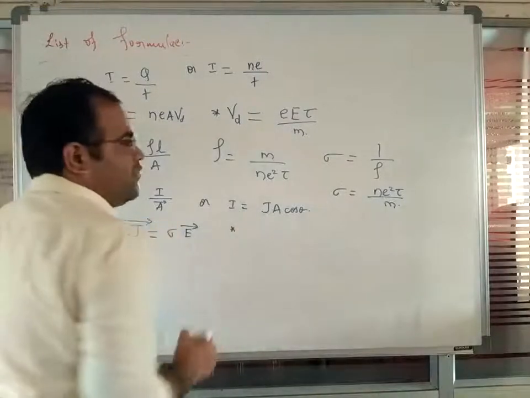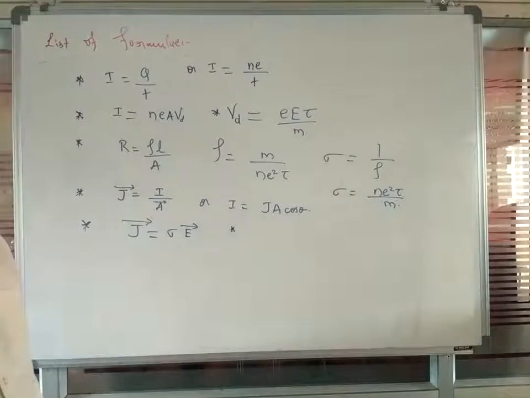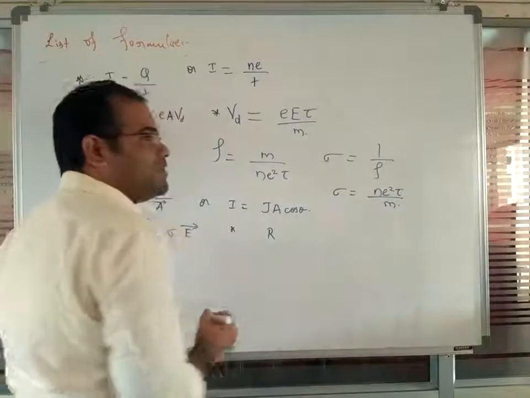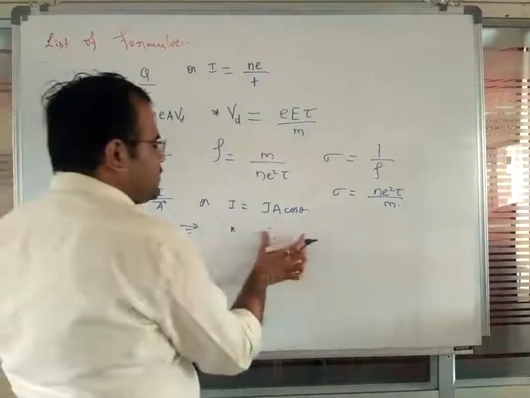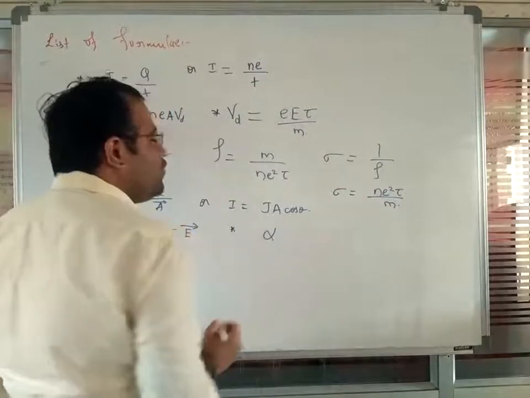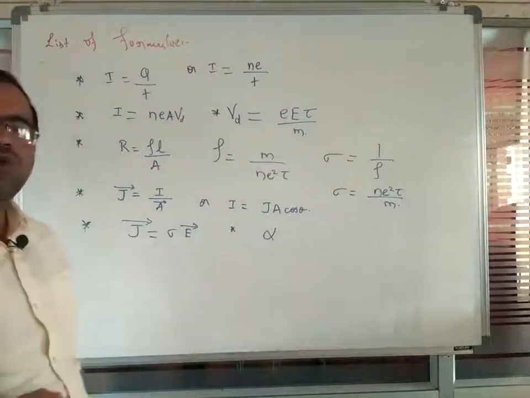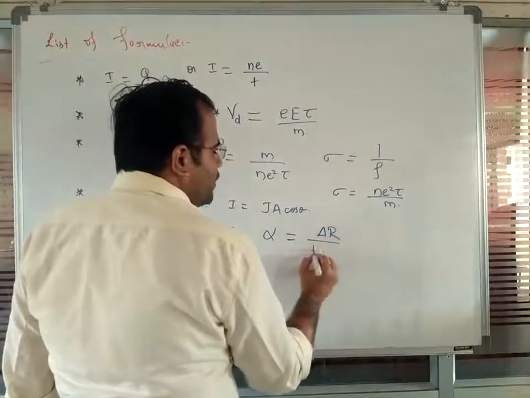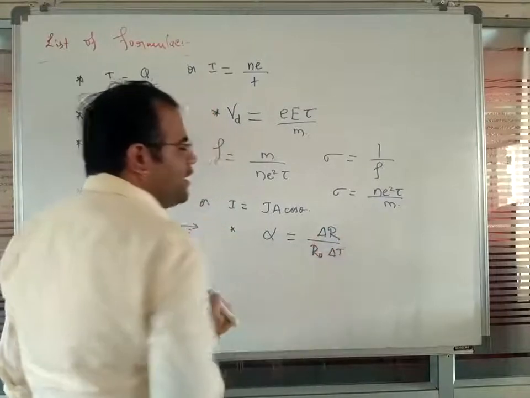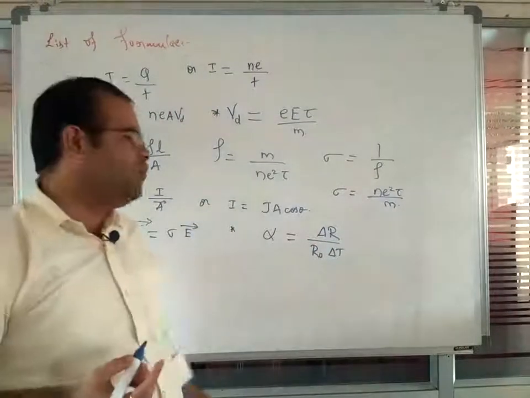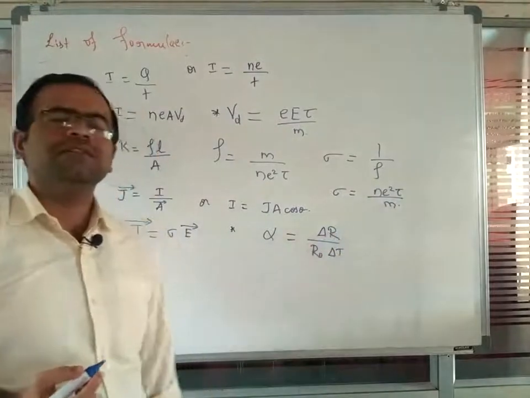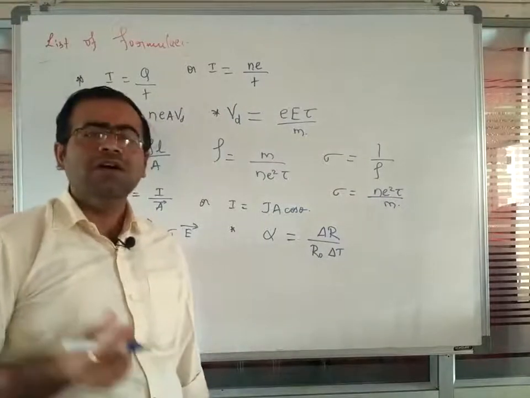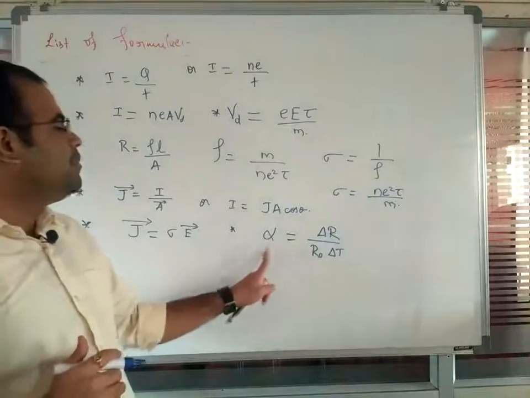Now, after getting this equation, we have talked about the temperature dependence of resistance as well as resistivity. The temperature coefficient is given by alpha is equal to delta R divided by R naught into delta T. Delta T represents the change in temperature, delta R represents the change in resistance, and R naught represents the original resistance of a given material. So this is about the temperature coefficient.